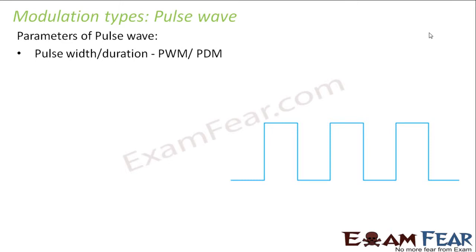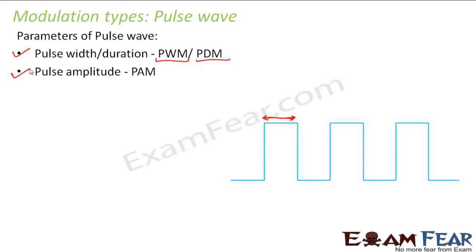When I talk of a pulse wave, pulse width or pulse duration is an important parameter. What is pulse width? So this width is known as pulse width. So this is a very important parameter to describe a pulse wave. So when the modulation happens on the pulse width, that means if the pulse width of the carrier wave gets modified as per the message signal, then we say that it is a pulse width modulation or a pulse duration modulation, which is often abbreviated as PWM or PDM.